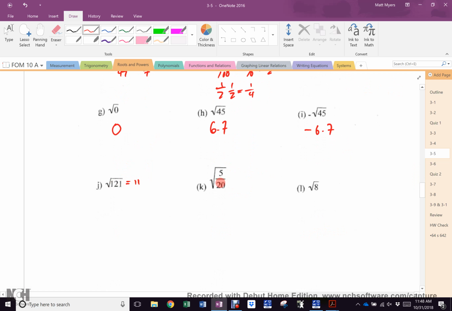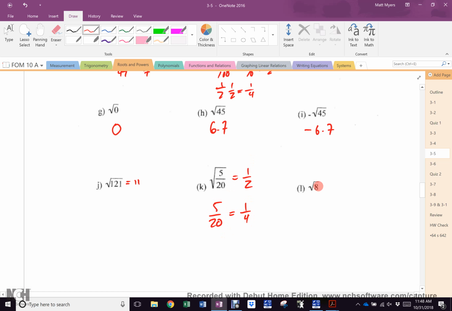This one, a lot of people in the other class said was irrational. Is it? 5 doesn't have a square root. 20 doesn't have a square root, so it must be irrational, right? Except 5 over 20 is not a fraction you would ever send back to Mrs. Bad Crumble, is it? What is that really? 1/4. And don't we know that the square root of 1/4 is 1/2 because we already did it? So this one was 1/2.